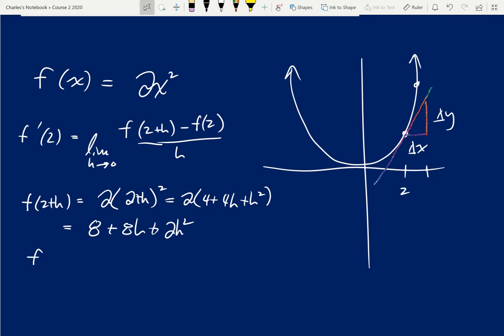And so what's f of 2? That's 2 times 2 squared, and that is 8. Oh, by the way, in this expression, it would be nice if you could just plug in 0 for h. But if you plug in 0 for h, what are you going to get? You're going to get 8 minus 8 over 0, which means you're going to get 0 over 0, which is undetermined, which is why we have to do some legwork to figure out if this limit exists, okay?